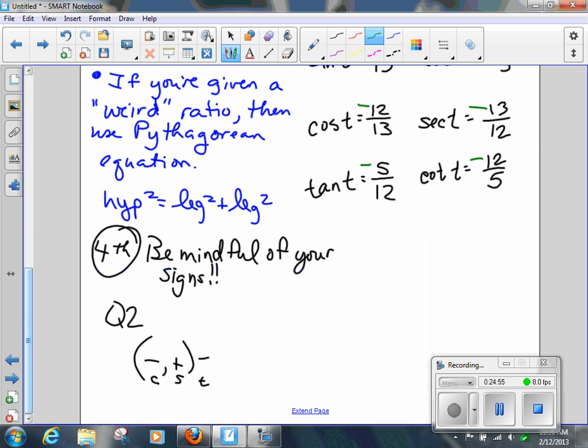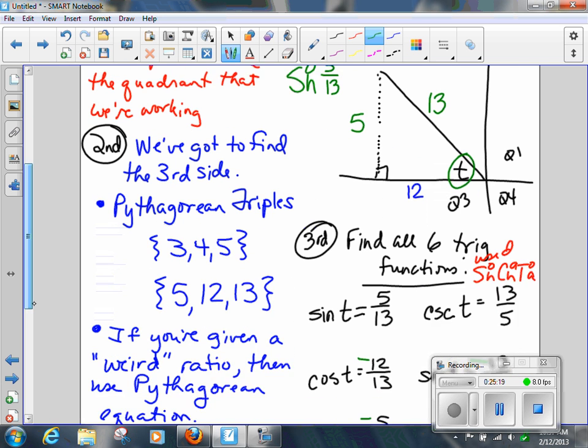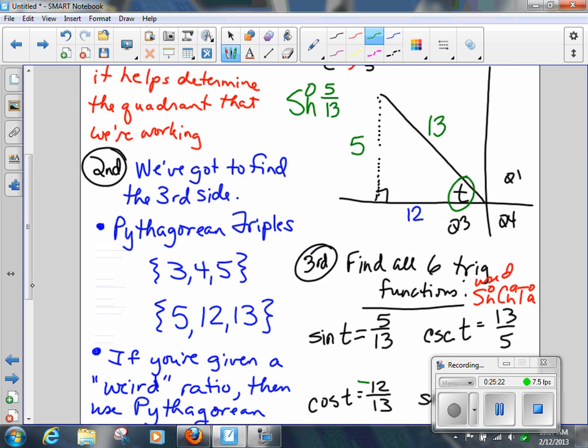Now, here's the thing. When you're at home doing this, and you will be at home doing this at some point, this example should be able to take you step by step by step by step, okay? Go back and look just to refresh, review. First thing you need to do is look at what you're given, which helps you determine which quadrant we're working in, okay? Once you figure that out, then you got to find the third side of that triangle.